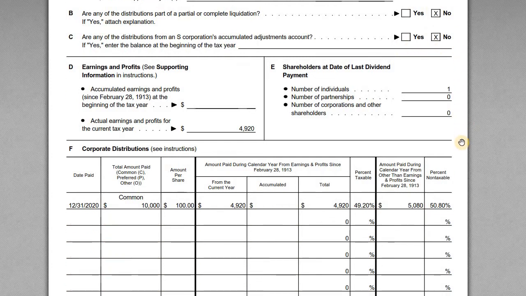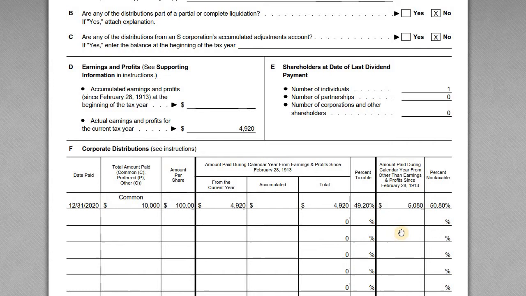And so here's where we have more details on the E&P and the dividend. So this dividend was paid out on the very last day of the tax year, right? $10,000 is what was paid out. So it's $100 per share. And then the amount paid during the year from E&P, remember, we made $4,920. So of the 10K, $4,920 is from current year E&P. And so the remaining amount paid during the year from amounts other than E&P is $5,080, right? So $4,920 plus $5,080 is the $10,000 amount.